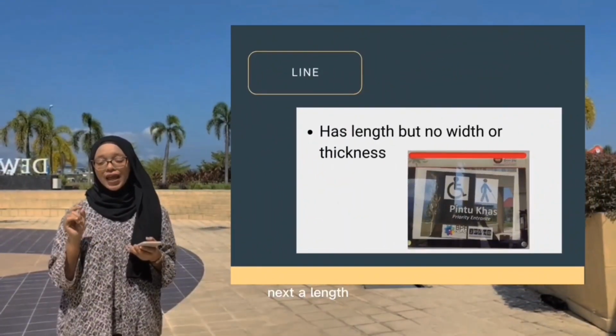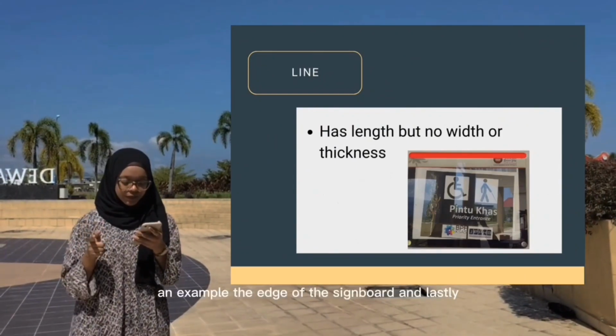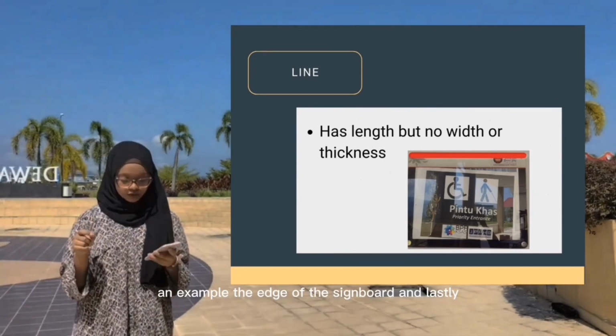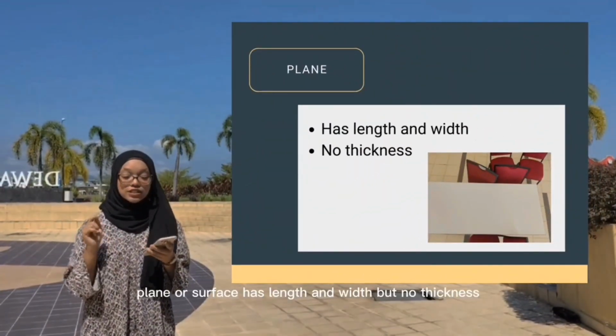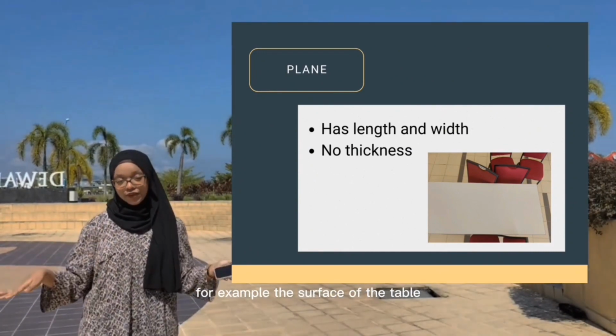Next, a line has a length but no width or thickness. An example is the edge of the signboard. And lastly, a plane or surface has length and width but no thickness. For example, the surface of the table.